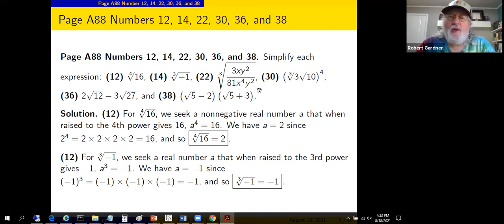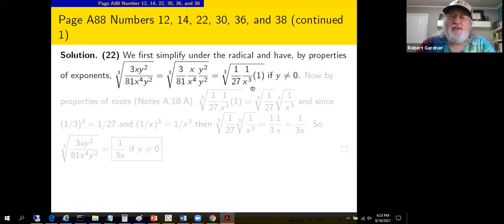Some more. Next, we'll look at simplifying this expression. So here's the expression. Simplify using the properties we have. All right, let's get the numbers and the x's and the y's all kind of separated from one another. So 3 over 81, there's an x and an x to the 4th. There's a y squared and a y squared. Let's separate those out and be very careful when canceling things.